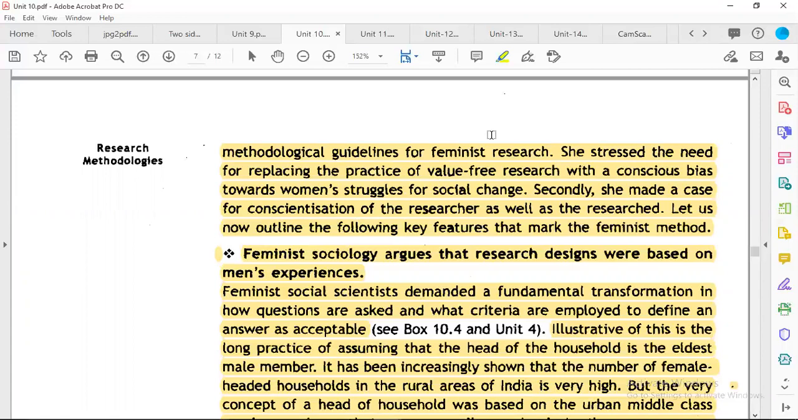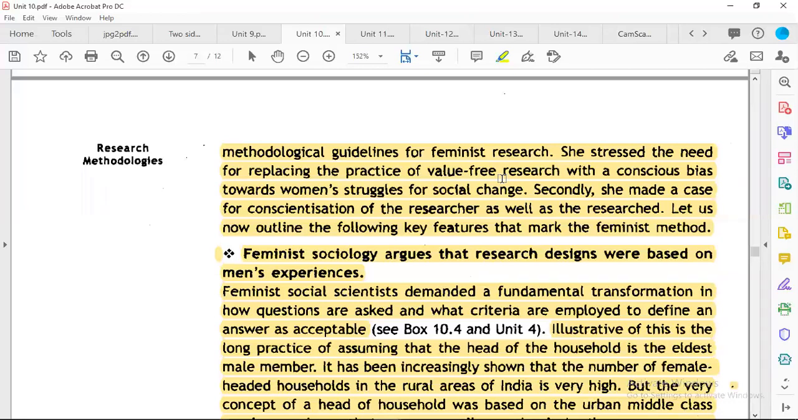According to Maria Mies, we don't need value-free research, because sociologists argued that every research in society is value-free. If they are value-free, then what about women's struggle? Then what about women's inequality? Then what about women's harassment or any kind of women's oppression?